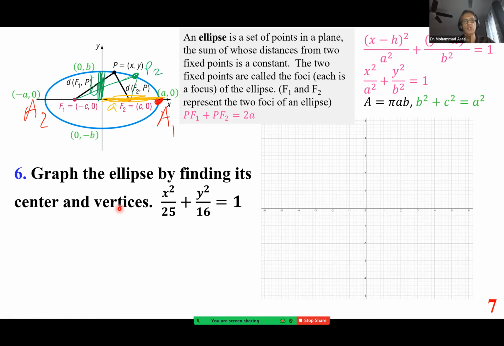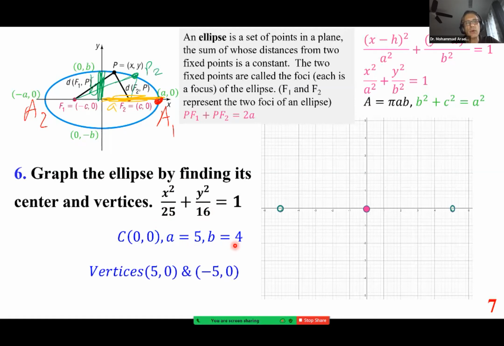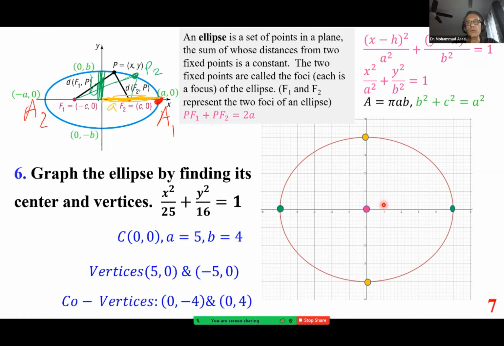So with that being the case, it is centered at 0, 0 when you compare it to this one. A, the square root of 25, is 5. B, the square root of 16, is 4. And so let's write the center at 0, 0. And the vertices, because A is 5, are (5, 0) and (negative 5, 0). Because B is 4, (0, 4) and (0, negative 4) are the co-vertices. And we can graph those, and it looks like this. As you can see, it's elongated along the x-axis.